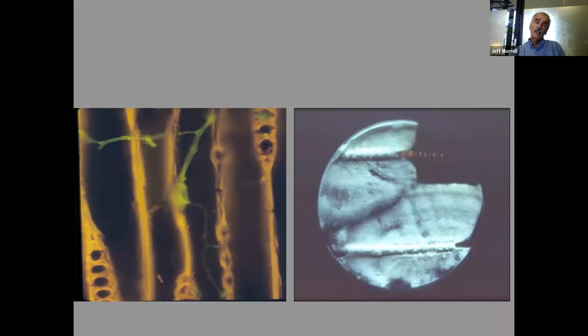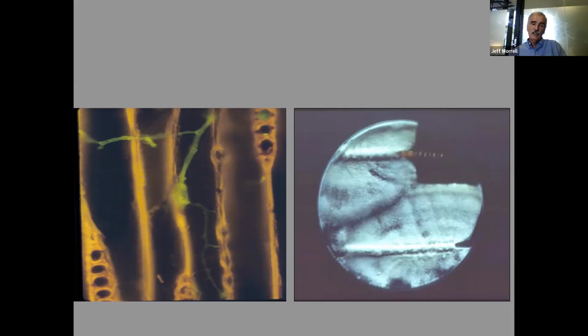So on the left is a microscope slide of a piece of softwood, and it's been stained with a special dye. You can see the yellow is the wood cell wall. That's the tracheids that move water up and down. The green stuff going across is the fungus. That piece of wood had about 80% loss in bending strength. So for a little bit of fungus growing through, you can get a lot of damage.